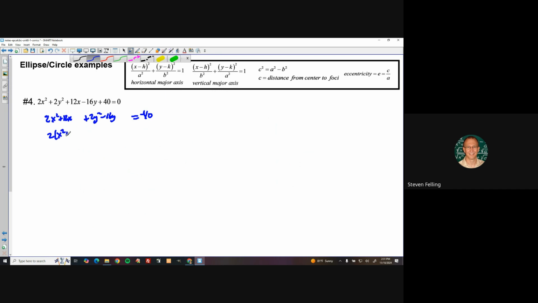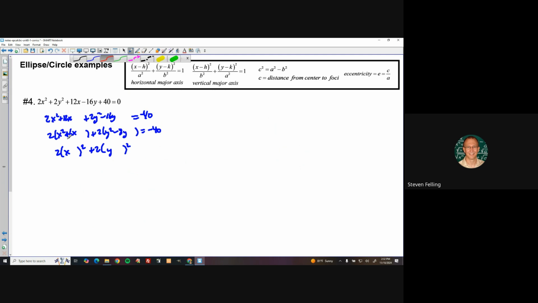So x squared plus 6x, and we'll leave a spot there for us to complete the square. We'll factor this 2 out as well: y squared minus 8y, and leave some spot there, equals -40. All right, and then that means we've got to get perfect squares here. So we'll set up for perfect squares, x and y.